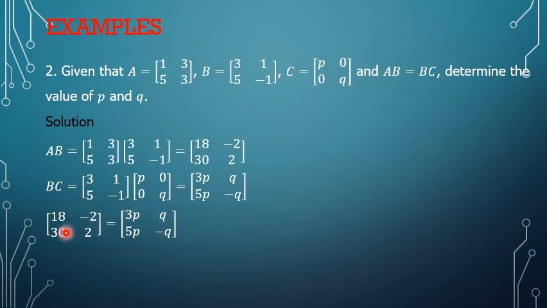Now the corresponding entries are equal to each other. That is, 3P equals 18, meaning that P will be 18 divided by 3, you get 6. Now also, negative 2 equals Q, which directly tells us that Q is negative 2. We can also confirm using the other entries. That will be 30 equals 5P, meaning that P will be 30 divided by 5, which is 6. And then also we have 2 equals negative Q. When you divide both sides by negative 1, you get Q as negative 2 also.